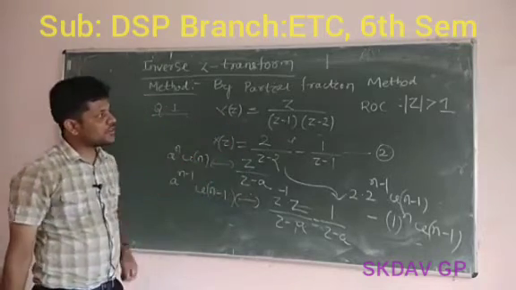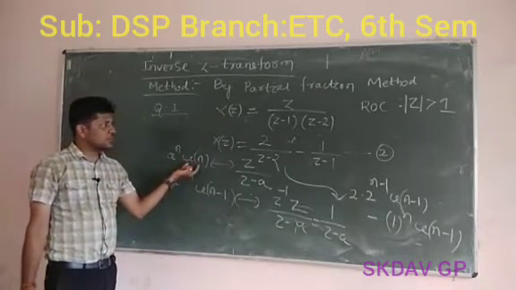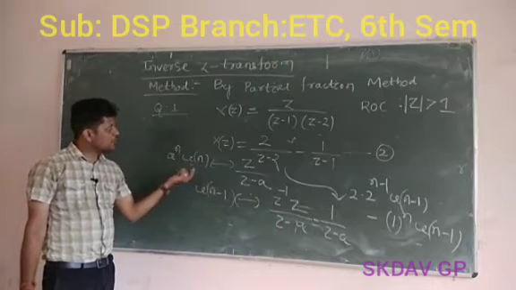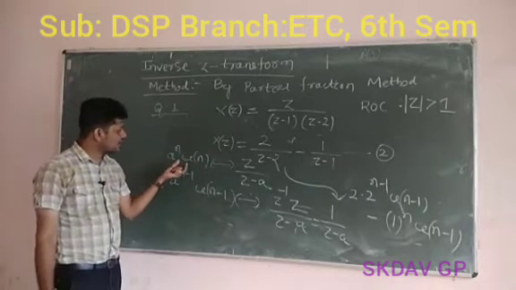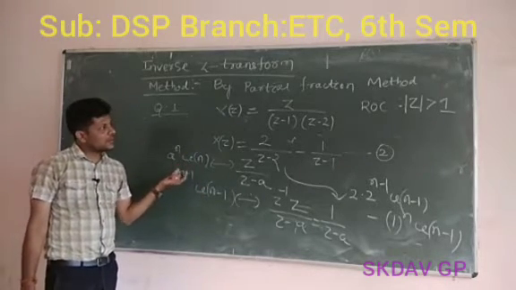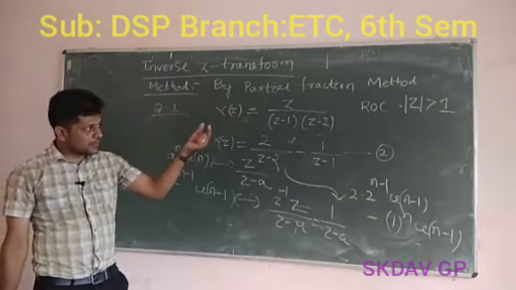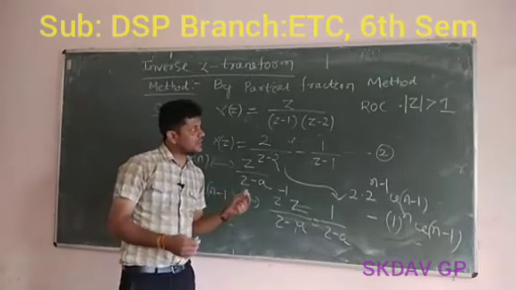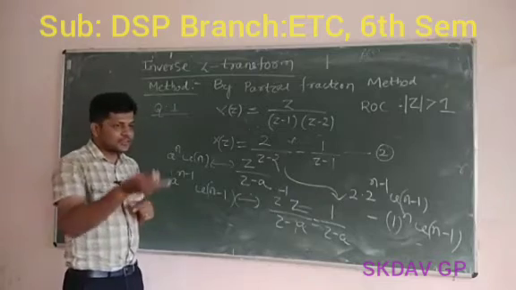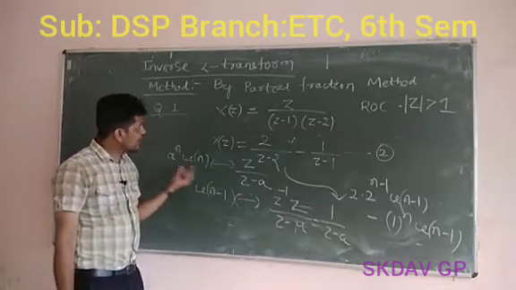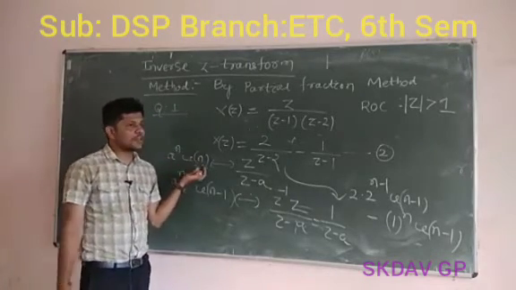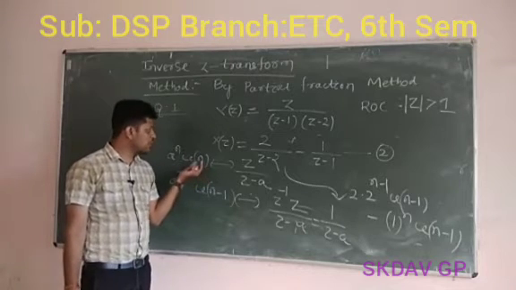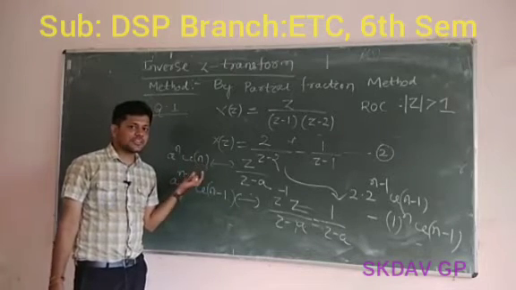If the region of convergence is right sided, we calculate the time domain signal in terms of u of n. If the region of convergence is given like |z| less than or equal to 1, that means inside the circle, in that case the nature of the signal will be left sided, and that will be denoted by u of minus n minus 1.